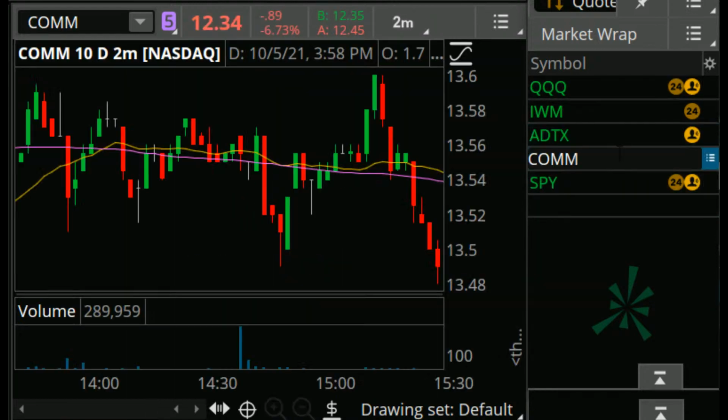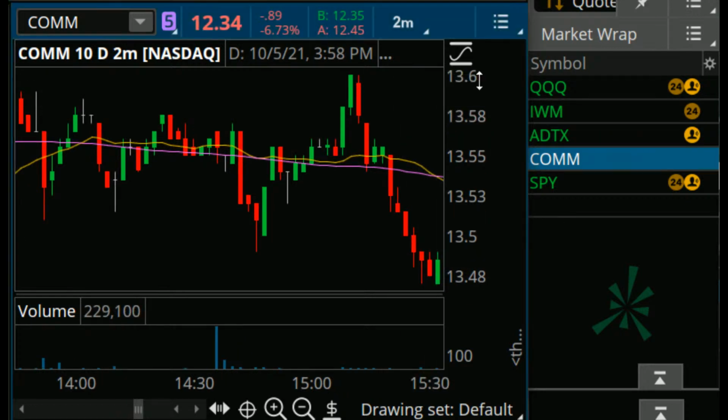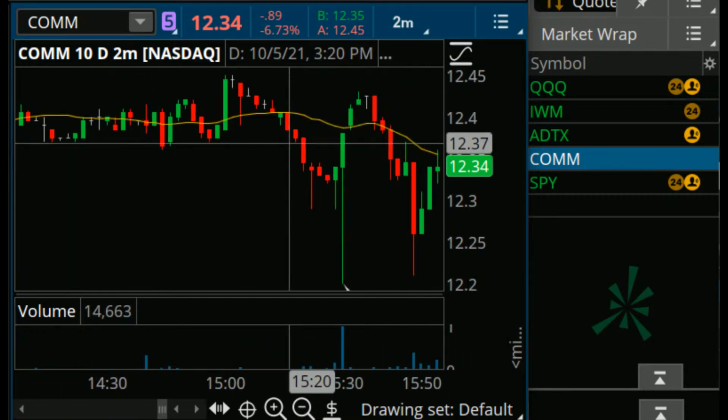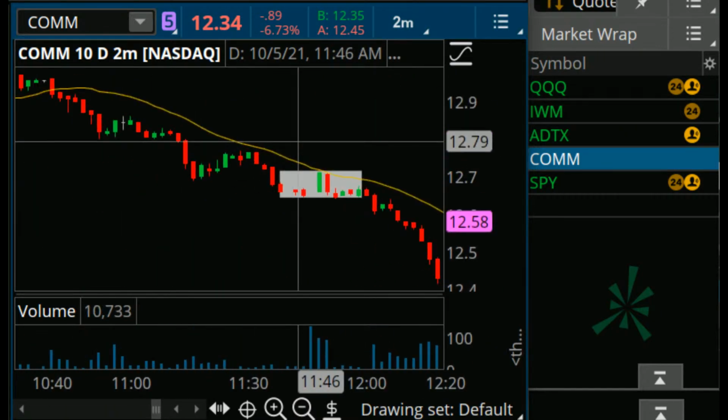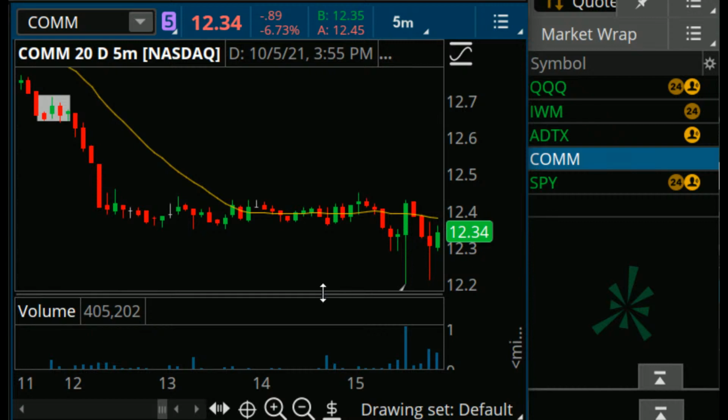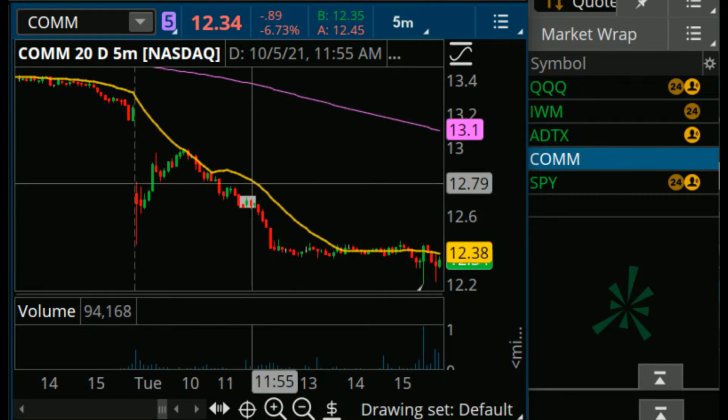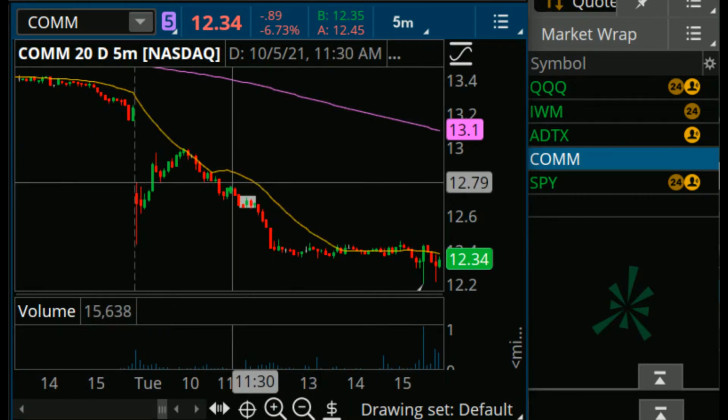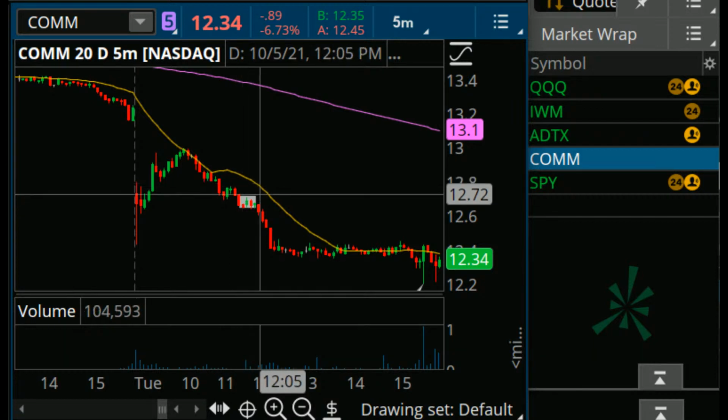Next play was the COMM. I don't think I called anything in between. I have the room. Let me see. I don't think there was anything called and canceled in between. I know this is the next thing I played, but yeah, no, there wasn't anything else that was called and canceled. COMM, we played this breakdown here as it was basing on the 2 and the 5. It was a little bit extended on the 5, so that's why the stop ended up being up here.